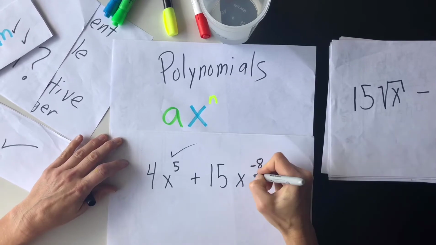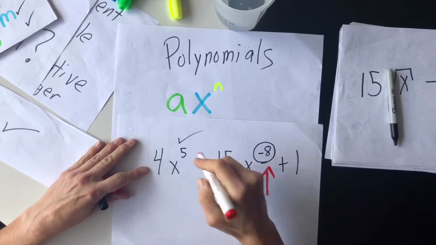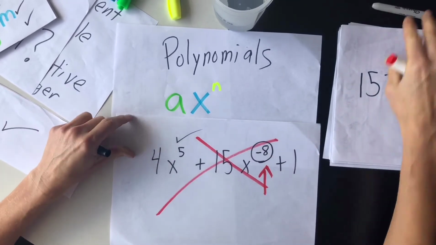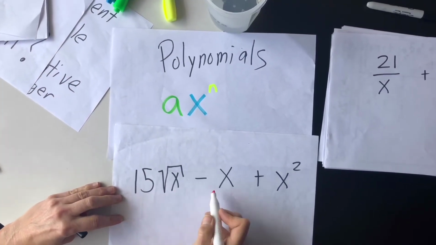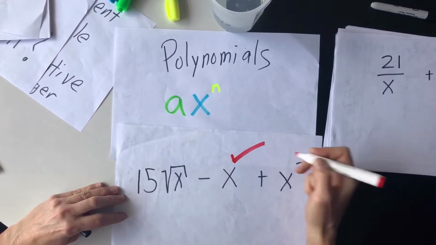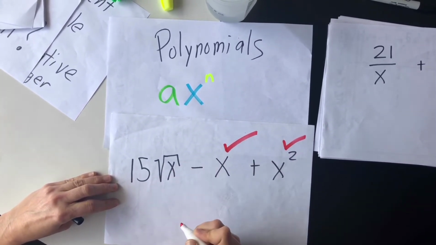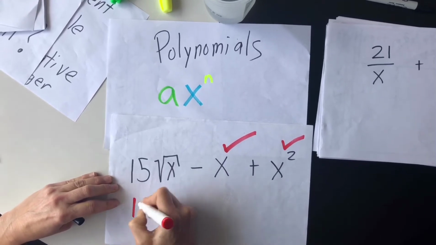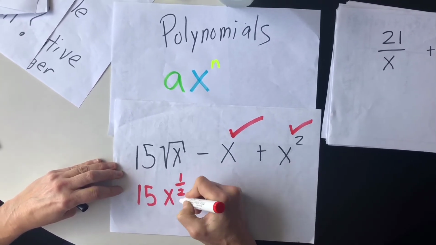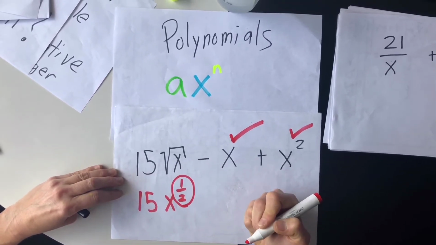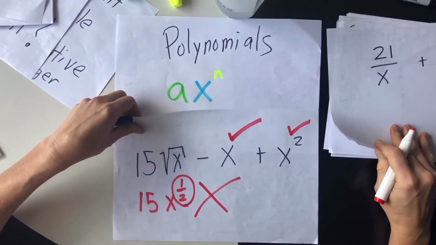15x to the -8. This is negative. A negative power is not allowed. So this is not a polynomial. Here we have 15 square root of x minus x squared. Well, we know x is a polynomial, x squared is a polynomial, and we have 15 square root of x. So let's write this in a form that we recognize. That would be also 15x to the 1/2. Here we have a non-integer, so this does not count. This is not a polynomial.